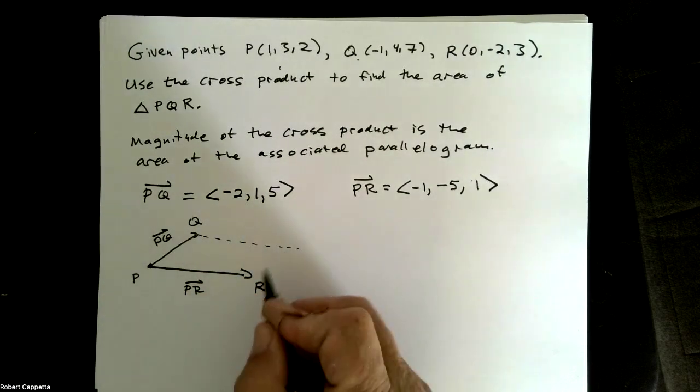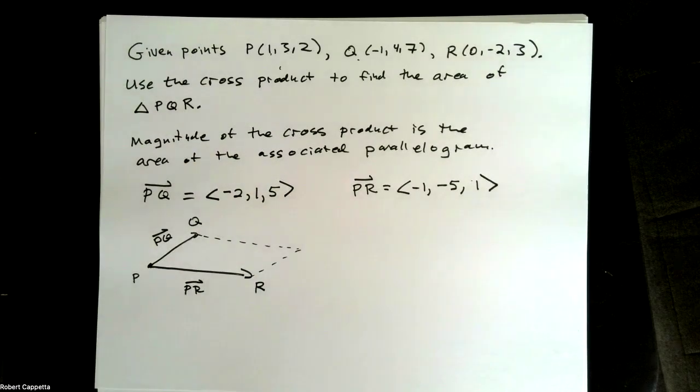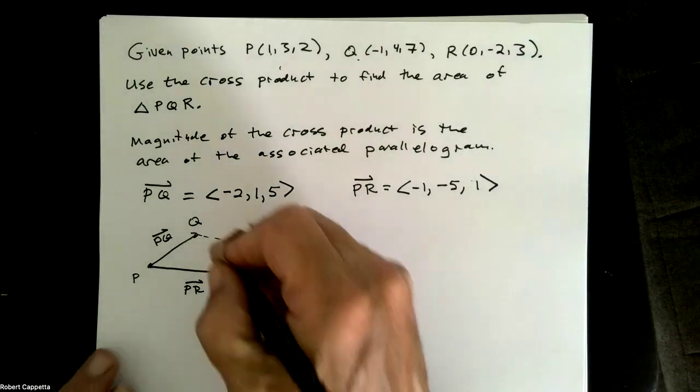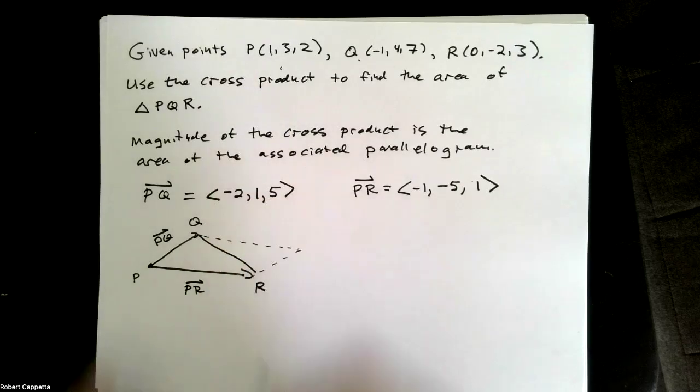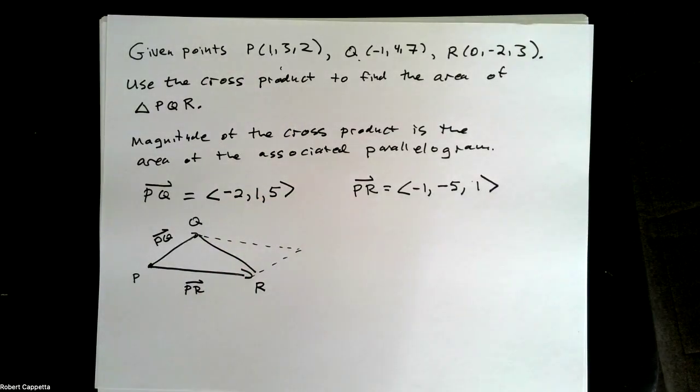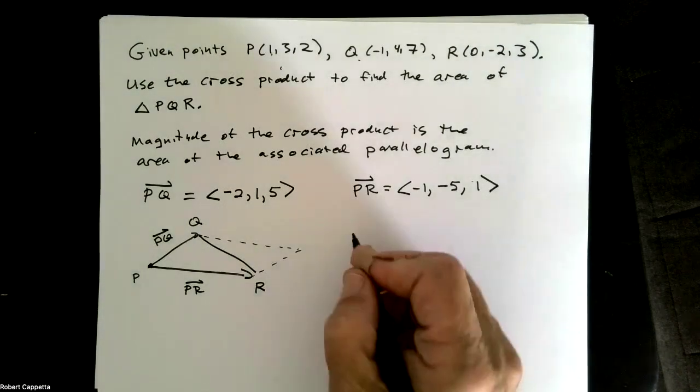So let's go ahead and try to draw in that parallelogram. And we'll see then that that parallelogram is really twice the area of the triangle. So if I draw in this third side of the triangle, you can see it this way. So what I want to find out next is what is PQ cross PR.